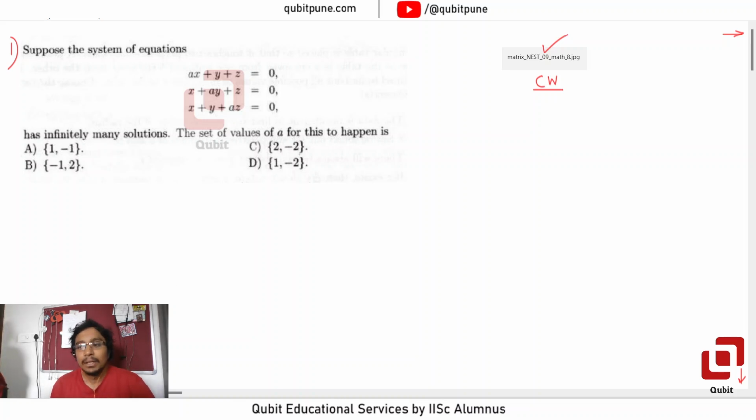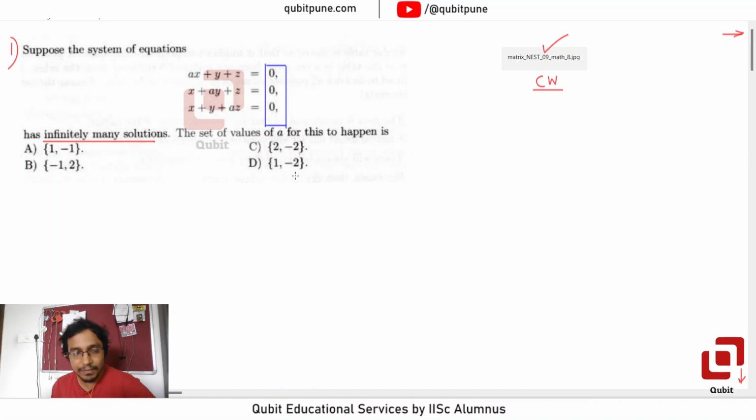Alright. So question 1: suppose the system of equations ax + y + z = 0, x + ay + z = 0, and x + y + az = 0 has infinitely many solutions. The set of values of a for which this happens is: 1, -1; -1, 2; 2, -2; 1, -2. This is a very simple problem. Observe that the constant terms here are zeros.